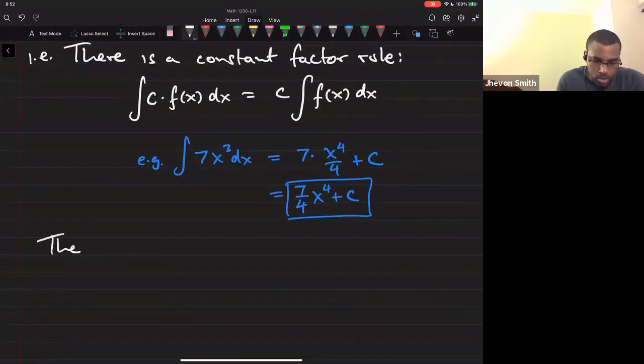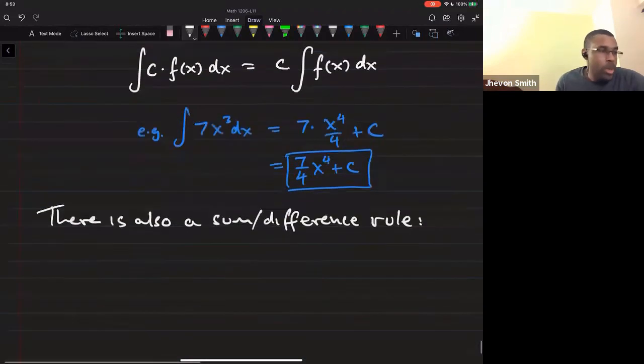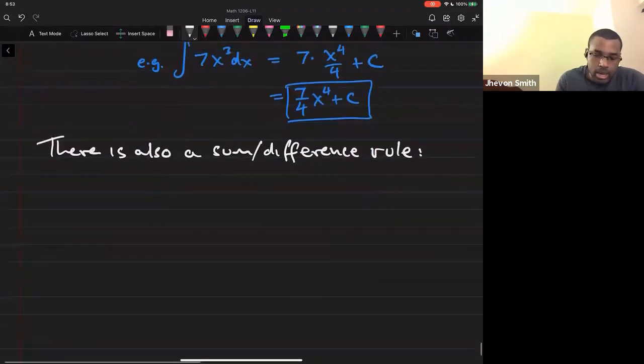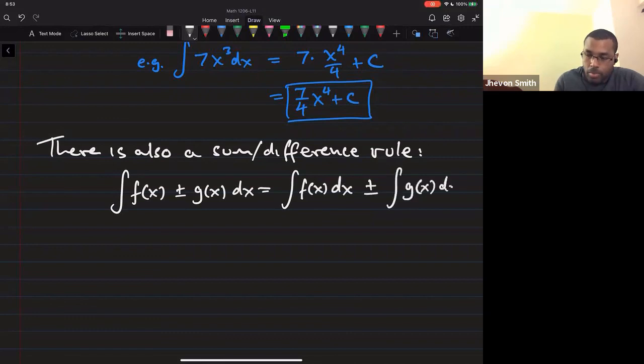There is also a sum difference rule. So that is to say that the antiderivative of a sum of functions is actually the antiderivative of the individuals summed together. The integral of a sum is a sum of integrals, right?